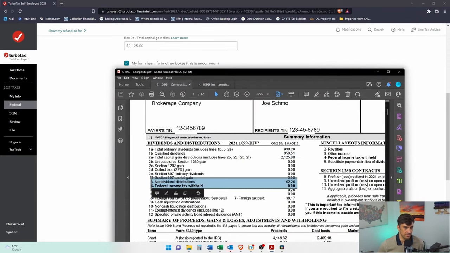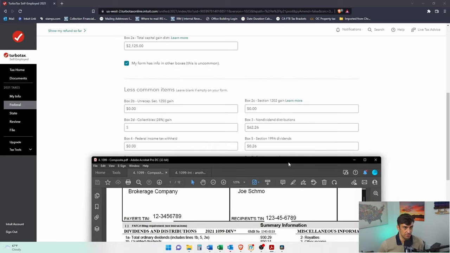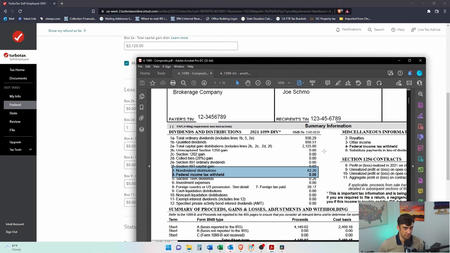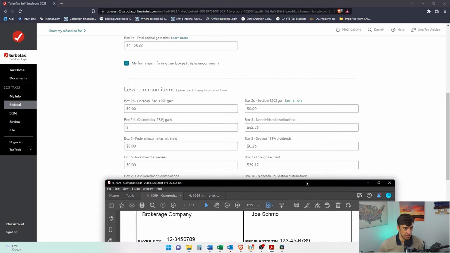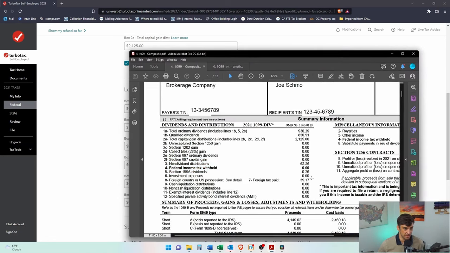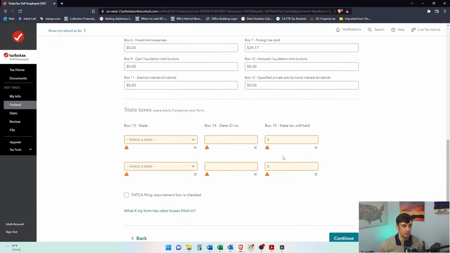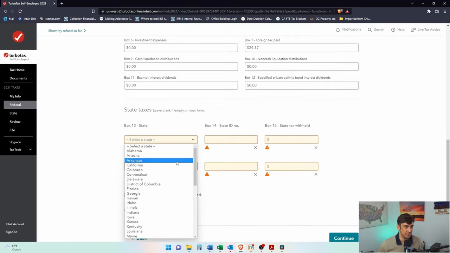We have non-dividend distributions. Okay, got that one. Box 5, what do we have in box 5? Yep, 26 cents. Deal. Box 7 is the next one. Foreign taxes paid. Deal. Wow, that was good. All right. States, there's nothing with the states here.